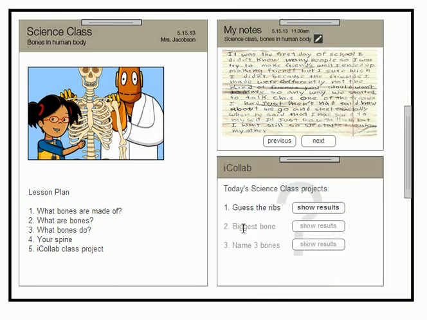He sees that there is 2 more coming up, the biggest bone and the name 3 bones. He already answered the guessed ribs, but he is waiting for another 2 to arrive as the children are swiping the results between each other. And that completes the flow for Jimmy.